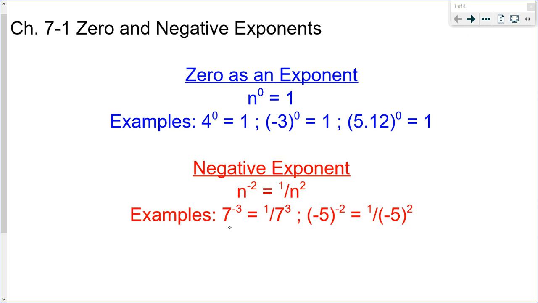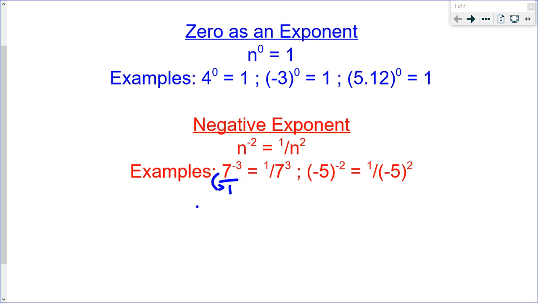So here's another example, 7 to the negative third power. If I want to rewrite that with a positive exponent, I would just put it under 1. So in other words, you can think of this as 7 to the negative third power over 1, and you're going to flip it over. That's why I say the reciprocal. So if you flip it over, then it becomes a positive power. Negative 5 to the negative second power would be 1 over negative 5 to the positive second power.